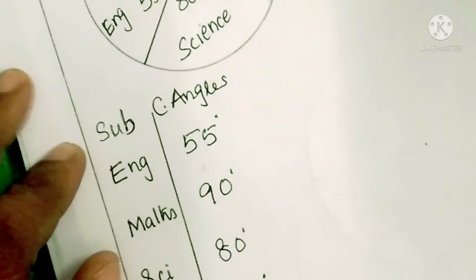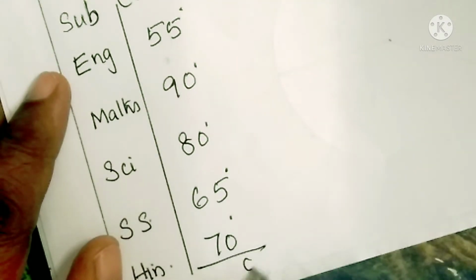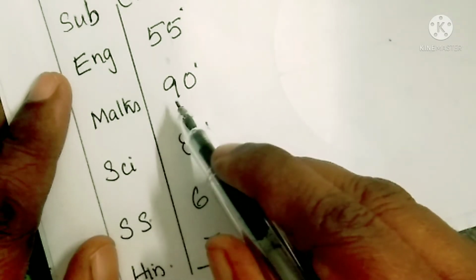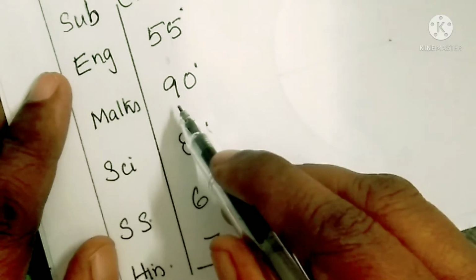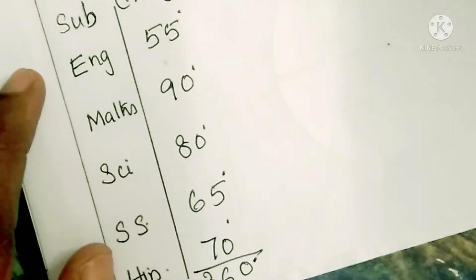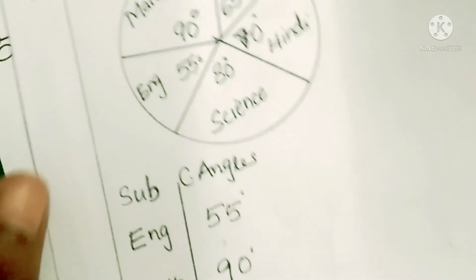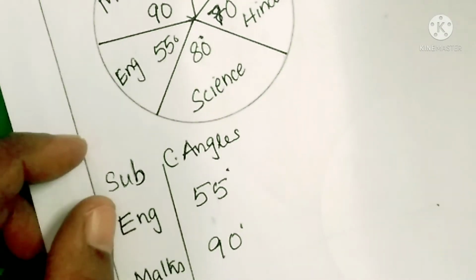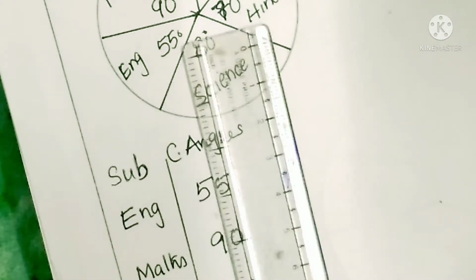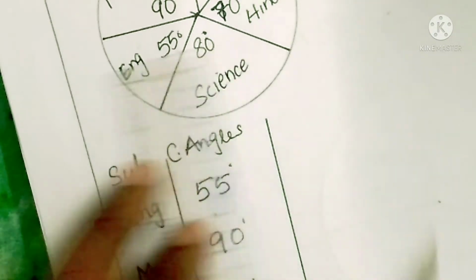And what will be the total? Let us add it. 5 plus 5, 10. 7 plus 1, 8. 8 plus 6, 14. 22. Plus 9, 31. 36. So this total is 360 degrees. Okay. Now we need to find out the marks obtained in each subject. So let us make a column and find out the original marks obtained by the child.